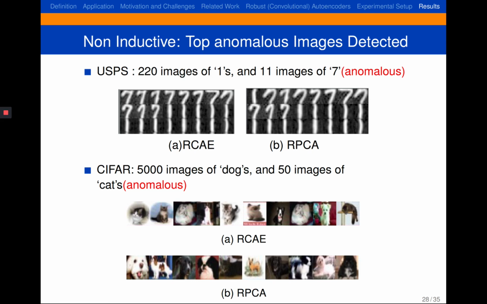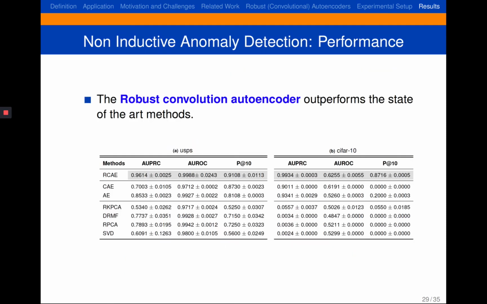In case of CIFAR, we consider 5,000 images of dogs, and 50 images of cats are considered anomalous. Here is a snapshot of the ranking of the various images, comparing the robust convolution autoencoder as well as the robust PCA version. We could see that all the images of the cats have been ranked correctly as anomalous by our robust convolution autoencoder technique. This slide presents the snapshot of the metric performance, and the RCAE or the RAE outperforms the state-of-the-art methods when compared to the other conventional approaches such as SVD and the robust version of PCA. For both the USPS as well as the CIFAR-10 data sets, our methods significantly outperformed the other techniques.